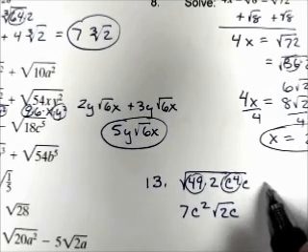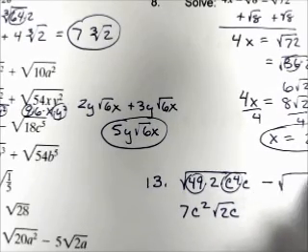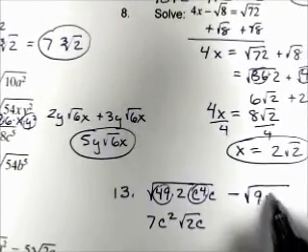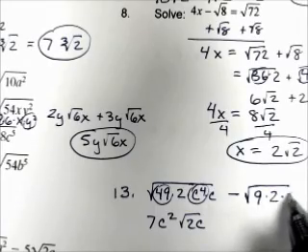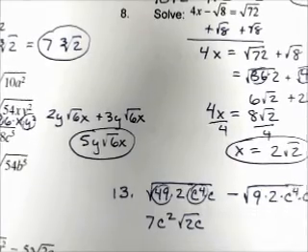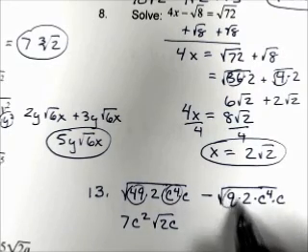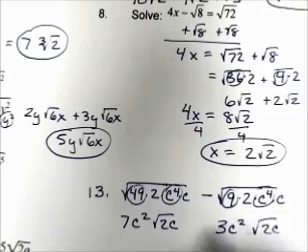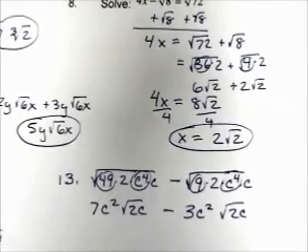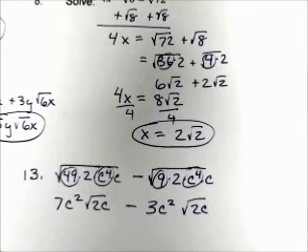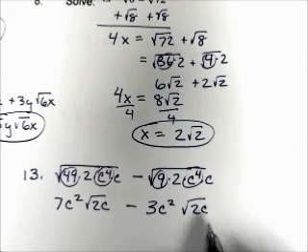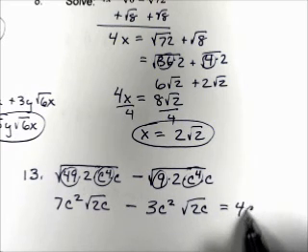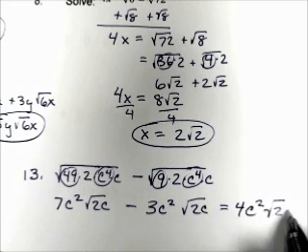And 18c to the 5th. 18 we'll write as 9 times 2. And then c to the 5th, c to the 4th times c. Circle our perfect squares. Out come their square roots. 3c squared, square root of 2c. And combining, these are like radicals now. So our answer is 4c squared, square root of 2c.